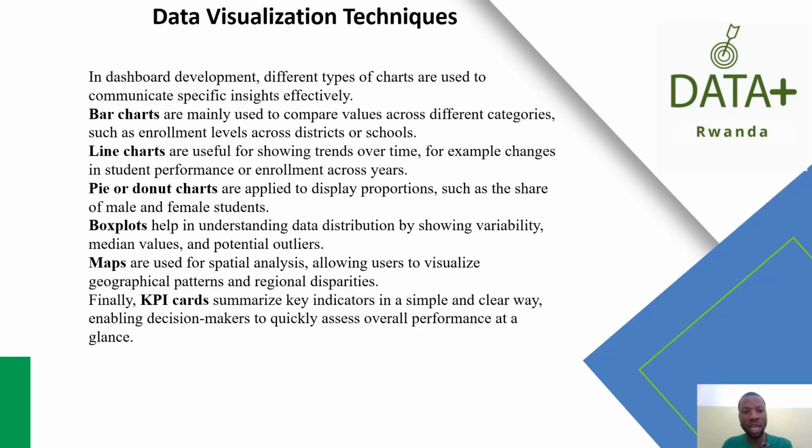The box plot helps us understand the data distribution by showing the variability, and mostly it helps us look for outliers. Maps are used for spatial analysis, allowing users to visualize geographical patterns and regional disparities. Finally, the KPI or key performance card summarizes the key indicators in a simple and clear way, enabling decision makers to quickly access overall performance in a dashboard as well.